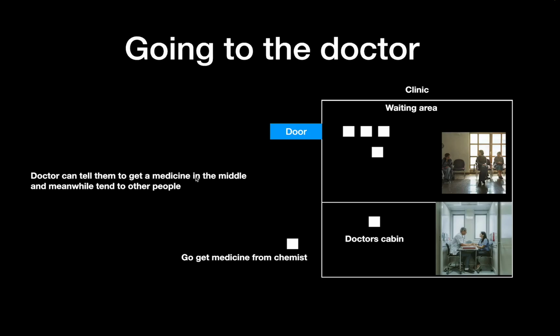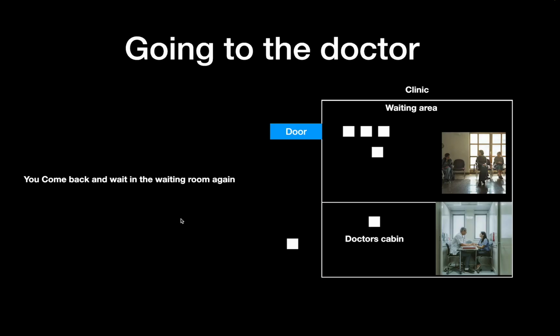The doctor can tell them to get a medicine in the middle and meanwhile tend to other people. This is similar to delegating tasks, right? This is similar to asynchronous tasks we have discussed until now. Okay, I have told the other person to go get medicine. I don't have to wait for them to get medicine. I will tend to the next person. And whenever this person comes back from the chemist, you come back and wait in the waiting room again.